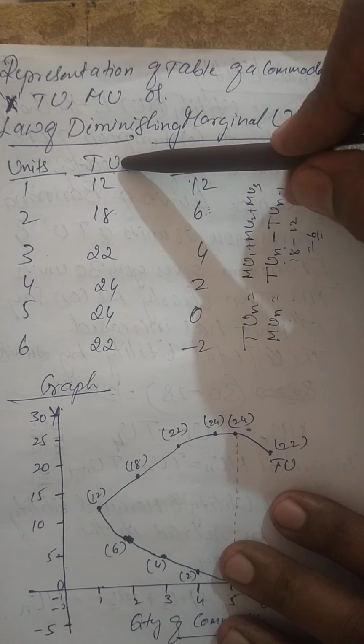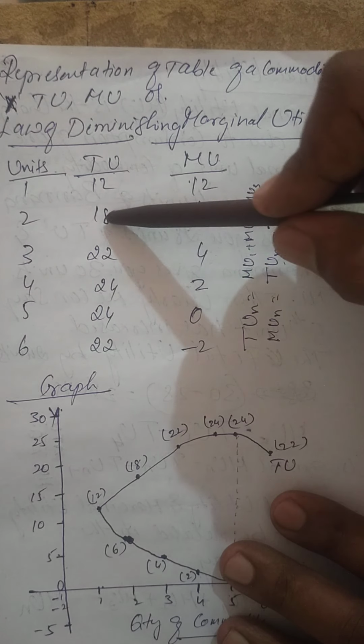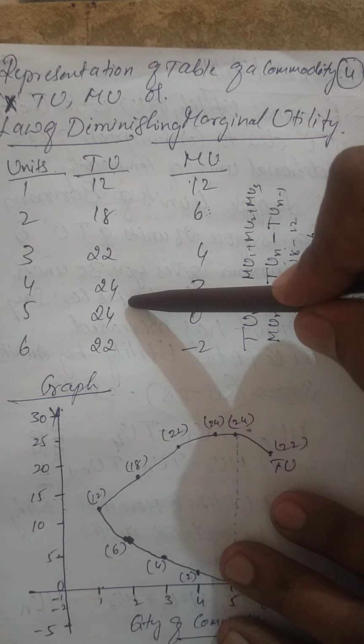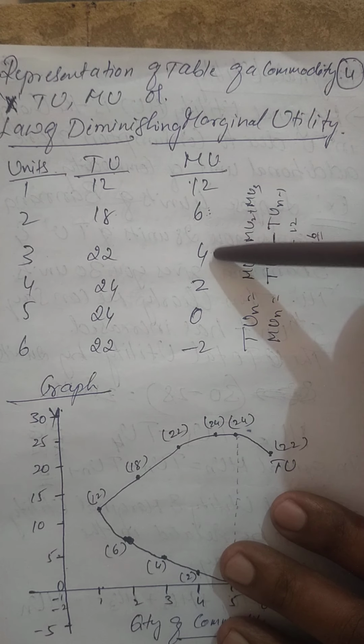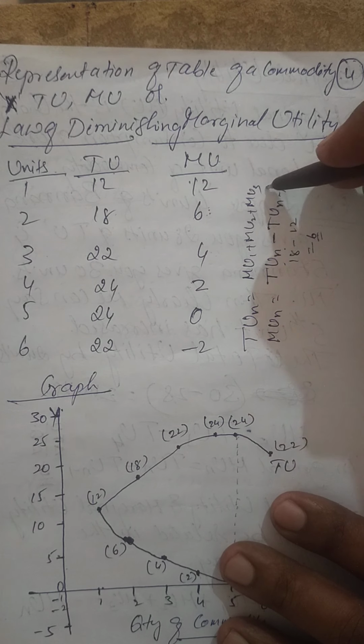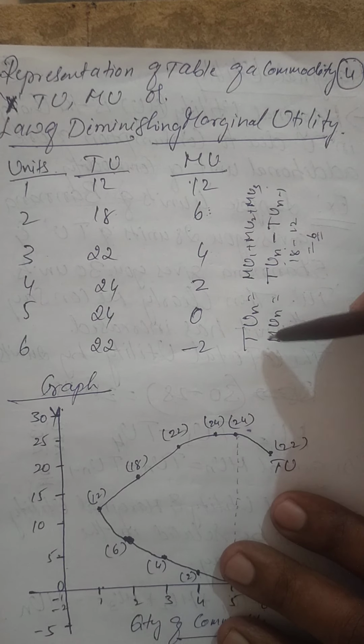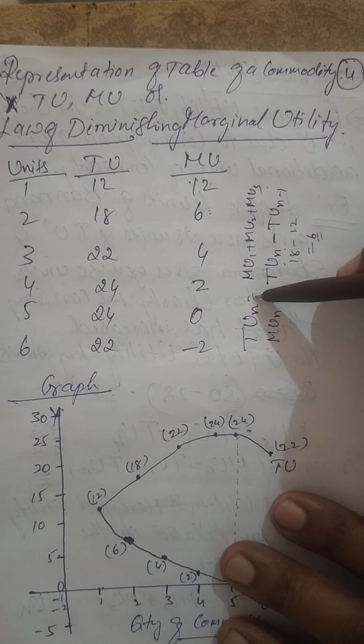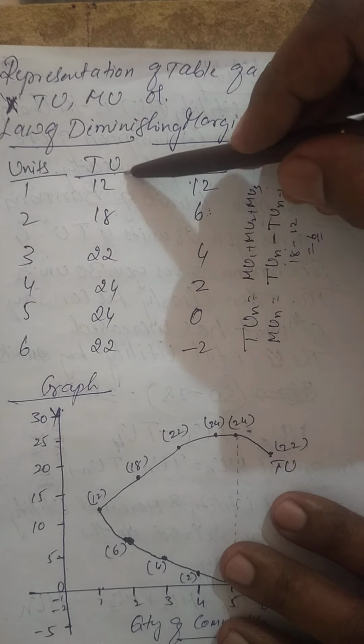Okay, here also the same thing. Whenever additional satisfaction takes place, the marginal utility of consumption decreases. That means this is the formula, also the calculation, which is TUn equals total utility at the nth unit.